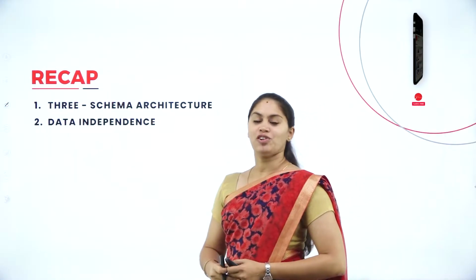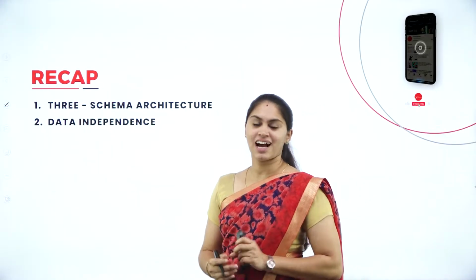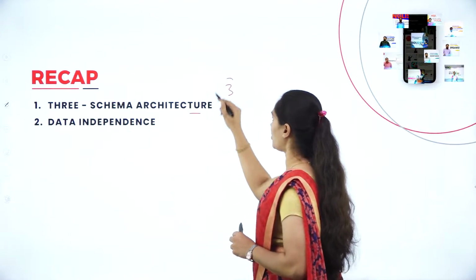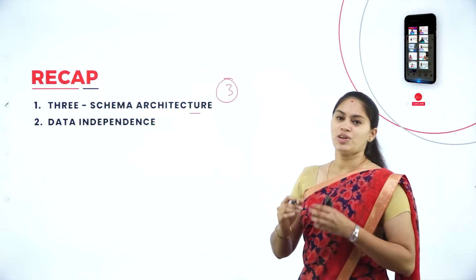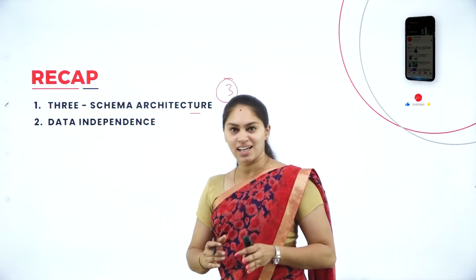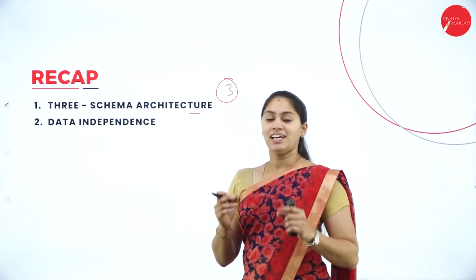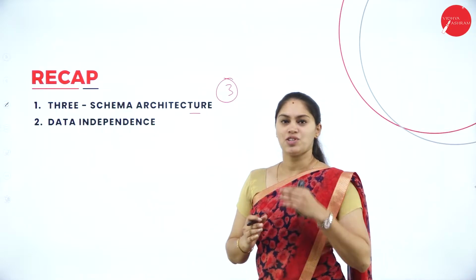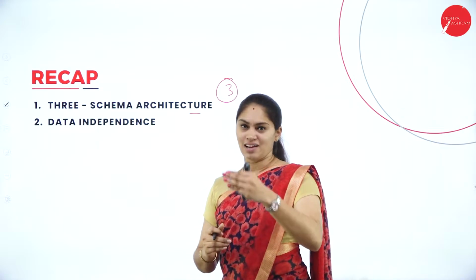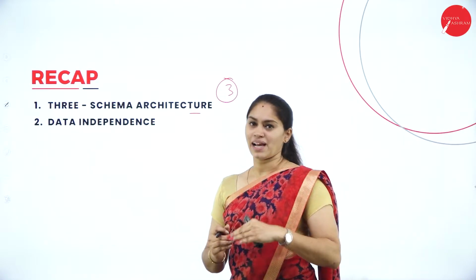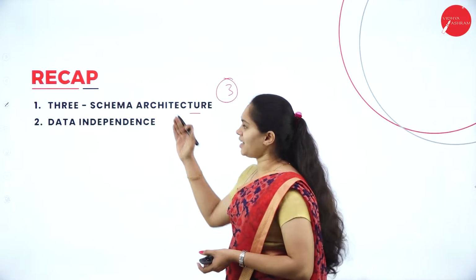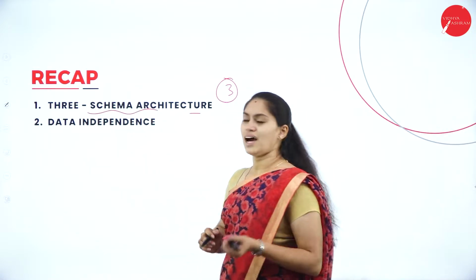In the previous session of this chapter, we had discussed the 3 schema architecture. There you have to concentrate on the 3 levels, right? It is going to have an external level, a conceptual level, and an internal level. Then you have to analyze its diagrammatic representation, how this 3 schema architecture is going to work at each level, what each level comprises of, and what we mean by mapping. All that you have to understand from that topic called 3 schema architecture.